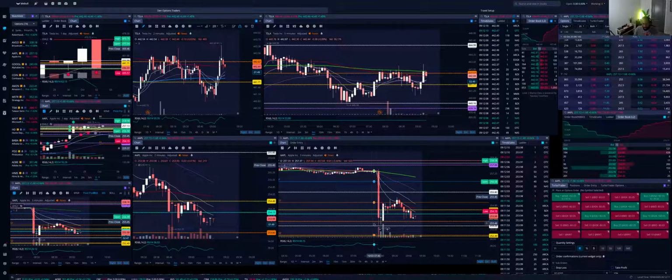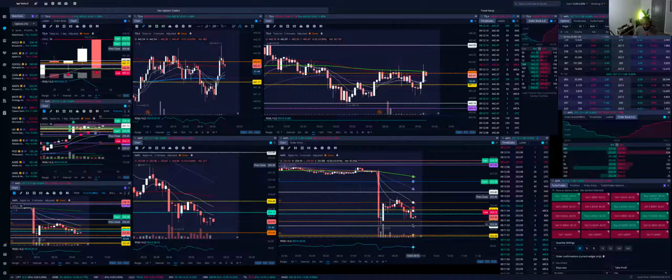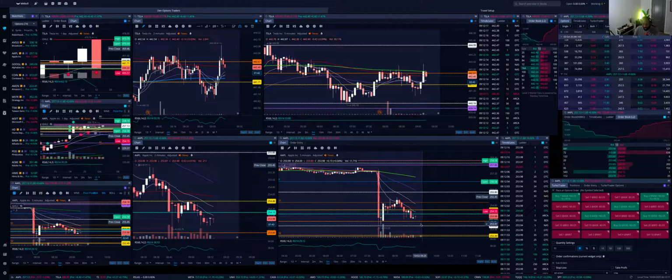And I said this because prior, Apple double bottomed here. So this could hold. If we do break below it though, then that's a key indication that Apple could go short.